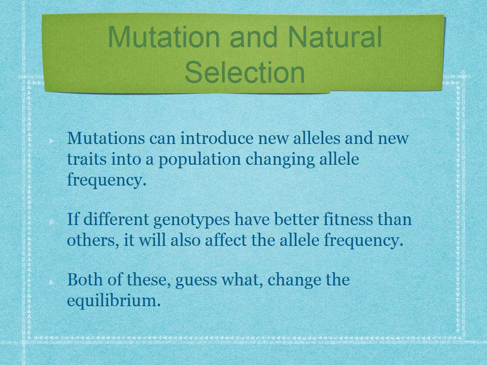Then we have mutation and natural selection. We know mutations can introduce brand new alleles that have not been seen before. It can introduce new traits into a population, and it can definitely change the allele frequency. That goes with natural selection too. If different genotypes have a better fitness than others, it's going to affect the allele frequency. So both of these, you guessed it, change the equilibrium. If we want to maintain equilibrium, all of those things we just discussed cannot happen.